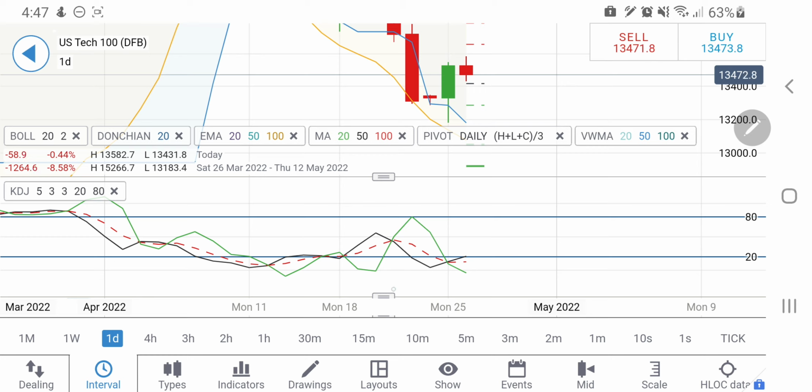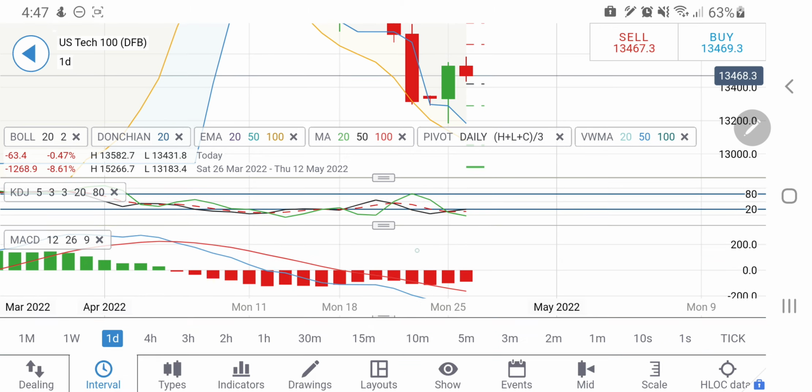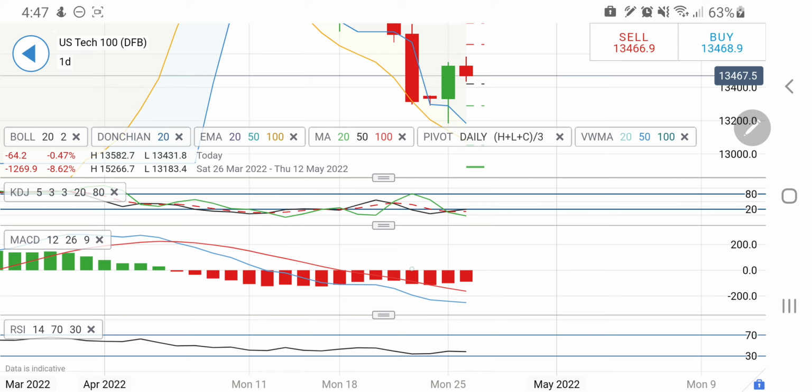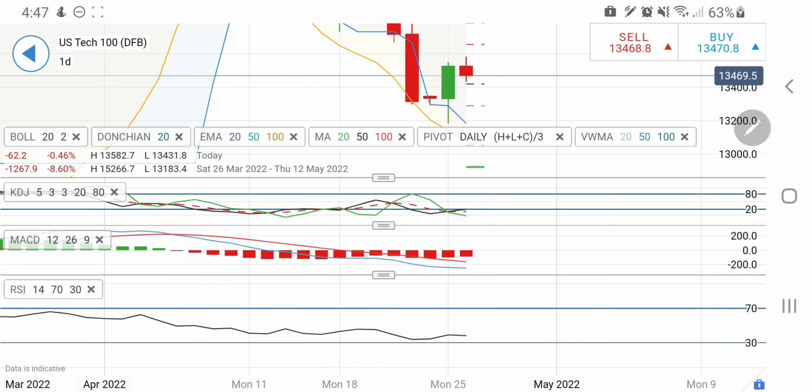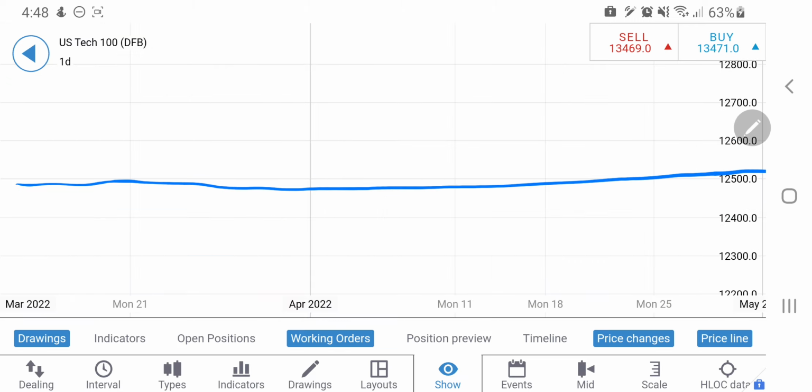And US 100 on the daily chart, the stochastic is bullish, it is looking upwards. Hence if it rises I won't be surprised. If it breaks 13,600 I won't be surprised. If it achieves 13,800 I won't be surprised there. Now MACD is still on sell, must converge from here. So considering this, let me give you the trading levels.